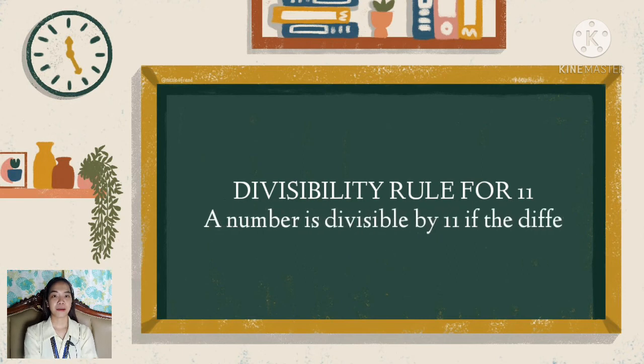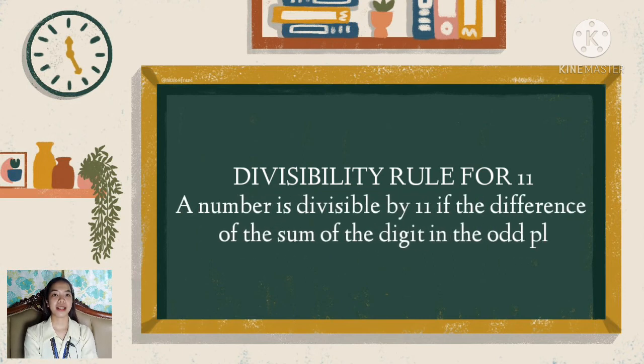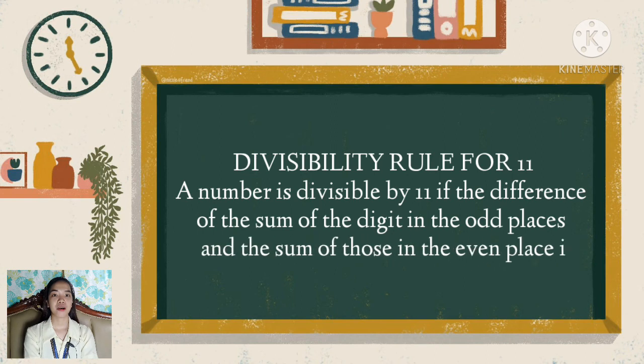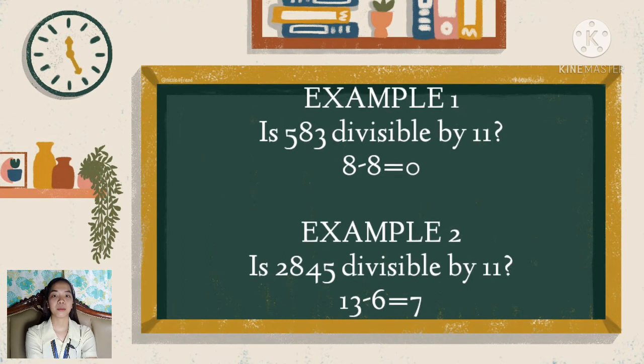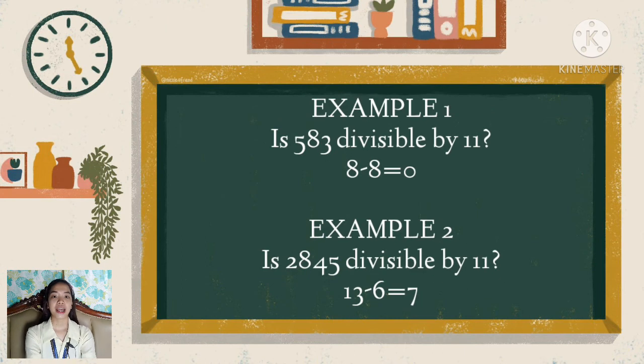Divisibility rule for 11. A number is divisible by 11 if the difference of the sum of the digits in the odd place and the sum of those in the even place is 0, or divisible by 11. So we have here example number 1, is 583 divisible by 11? So we have here a solution.